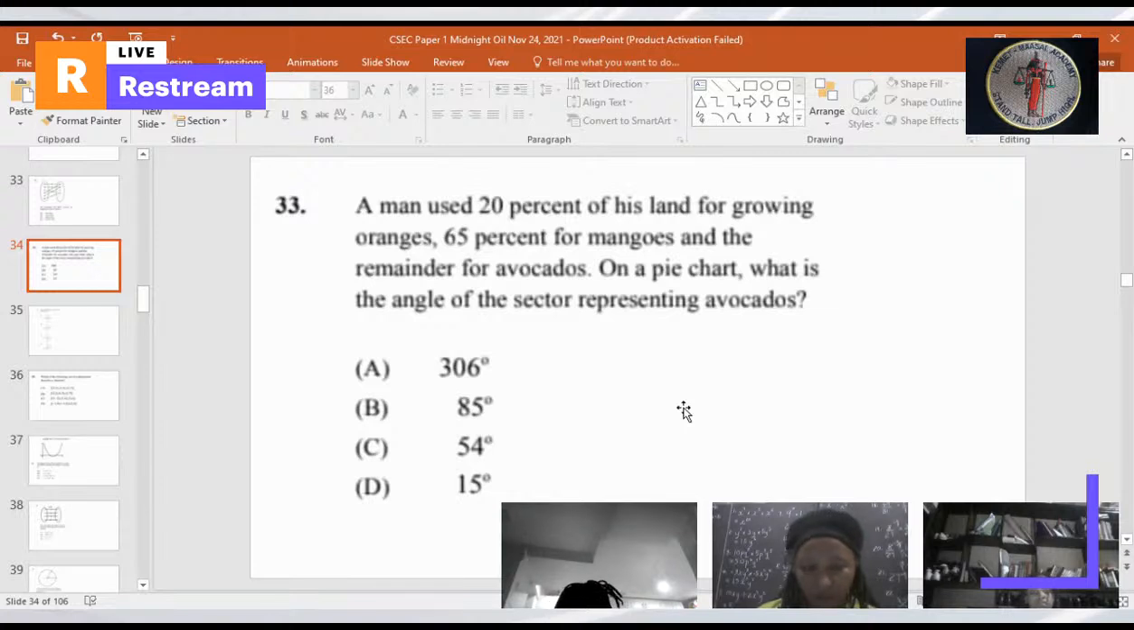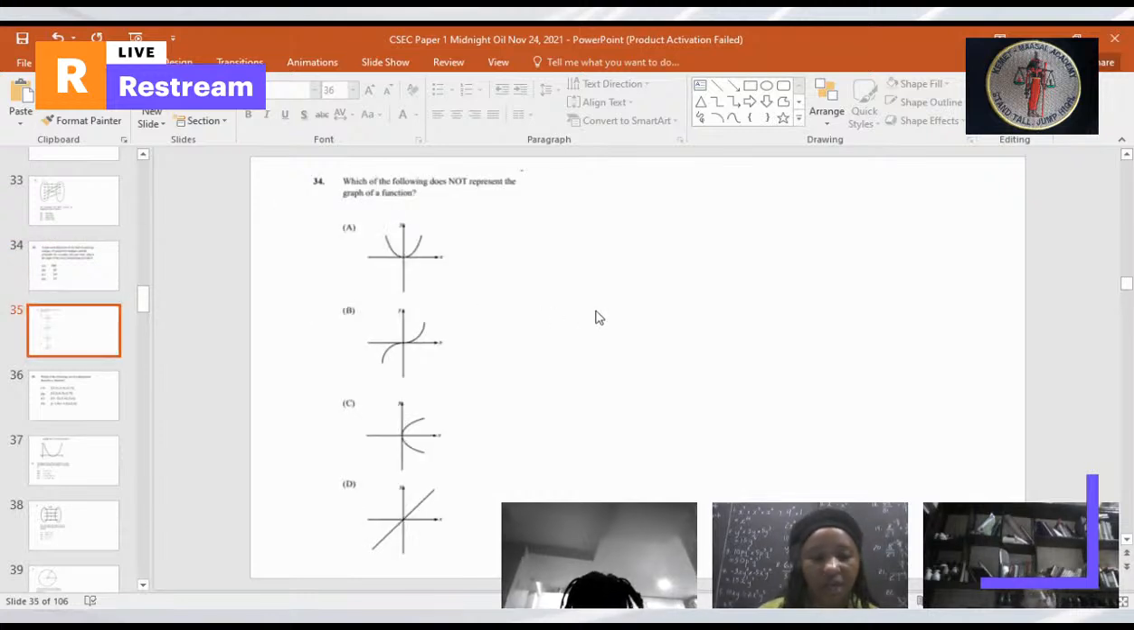Correct. Okay, so 20% for oranges, 65% for mangoes, and you added those to get 85. So the avocado is the remainder, and since it's percent, you subtract that from 100, you get 15%, and they want it as a degree. So it's the 15% of the 360. Okay, so you're correct, 54 degrees.